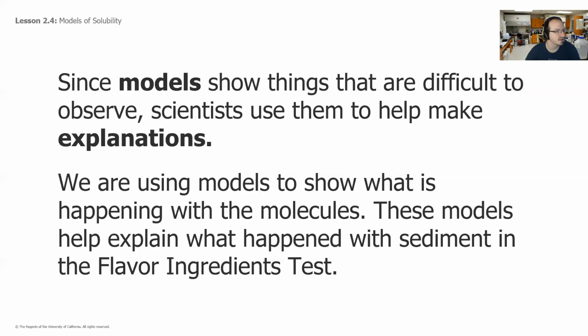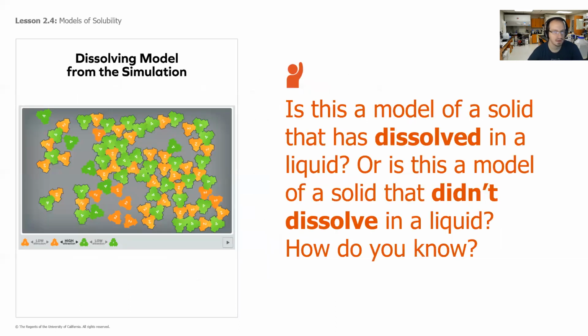So remember our flavor ingredients test, we tried mixing those 4 different ingredients with water and saw what happened. We had the sugar and citric acid dissolve and didn't leave any sediment. And then we had our pepper and cumin that did not dissolve and did leave a sediment. So thinking back to that simulation from last week, is this particular model, where it's showing molecules number 2 and 4, a model of a solid that has dissolved in the liquid, or one of a solid that didn't dissolve in the liquid? And how do you know?